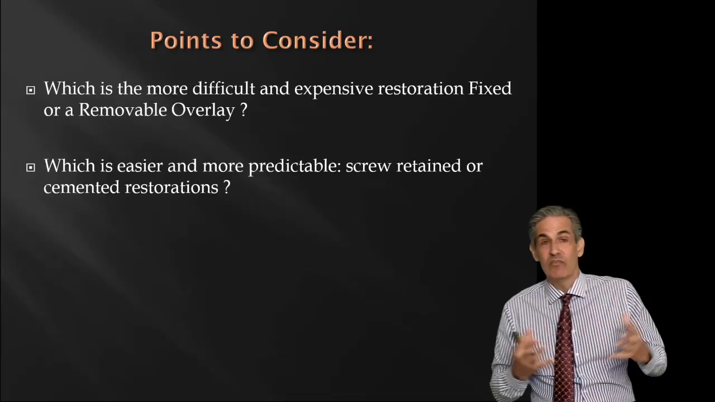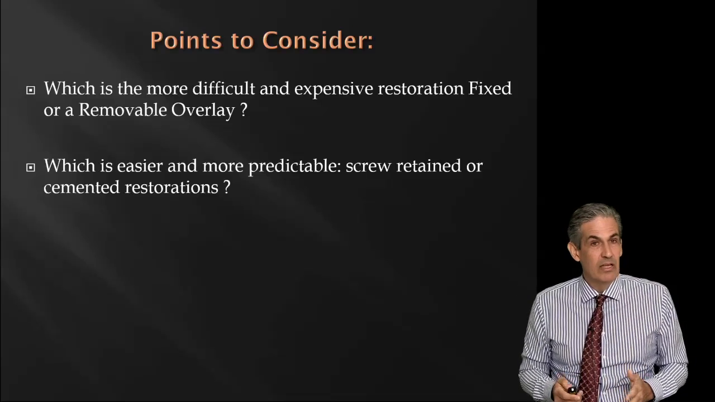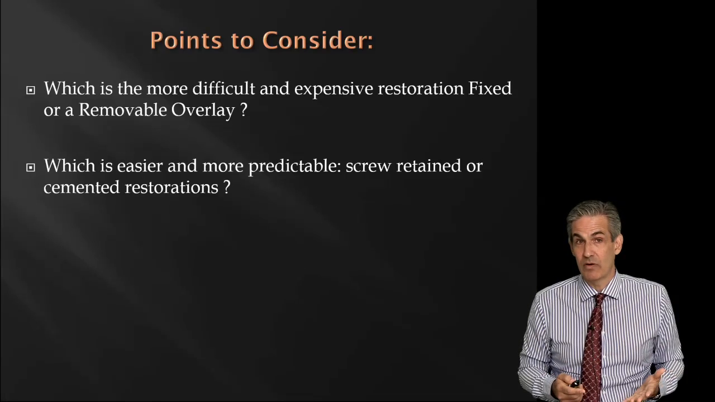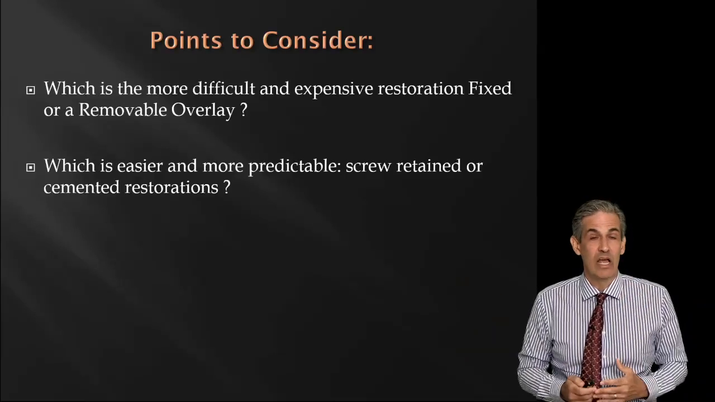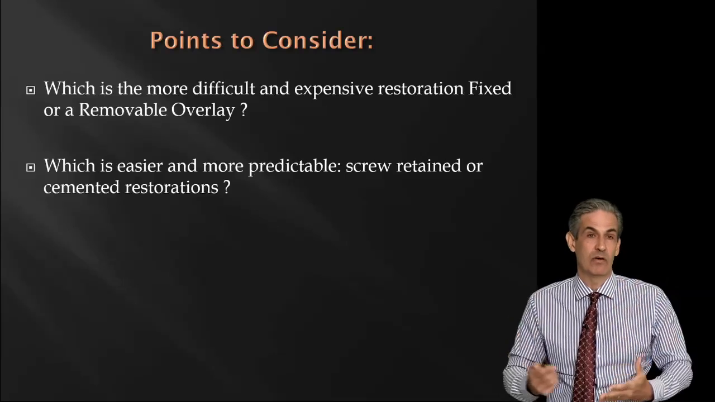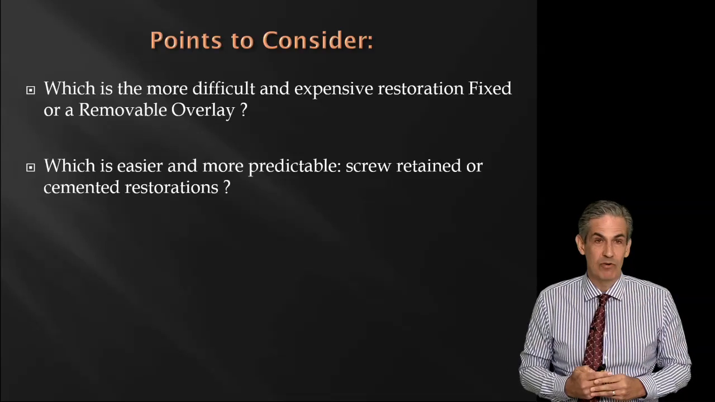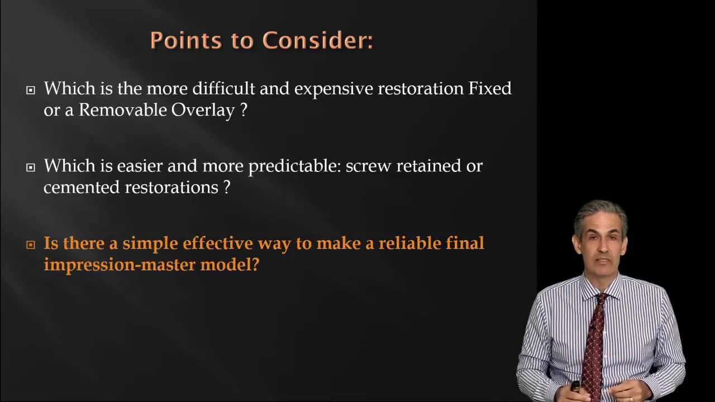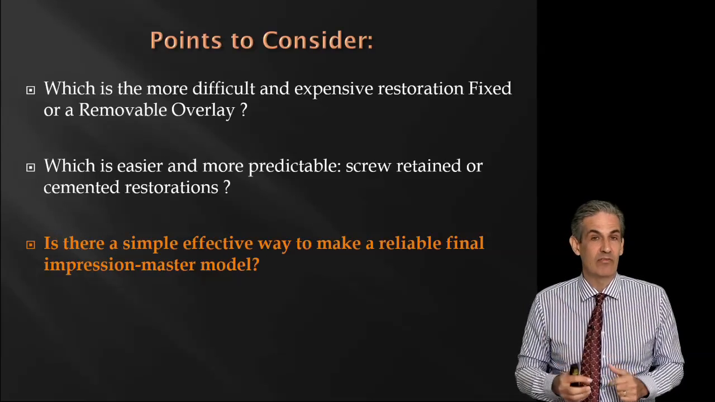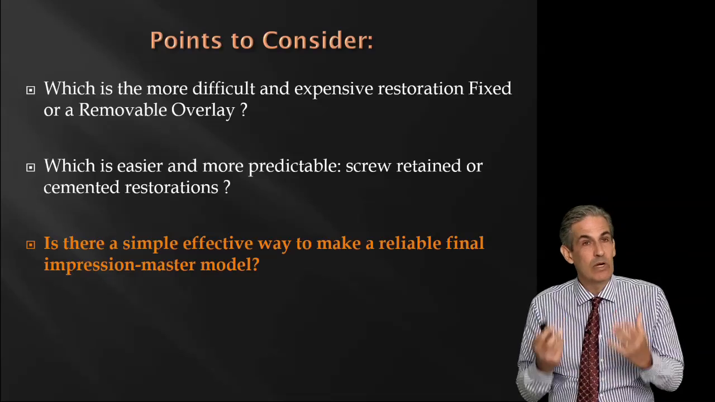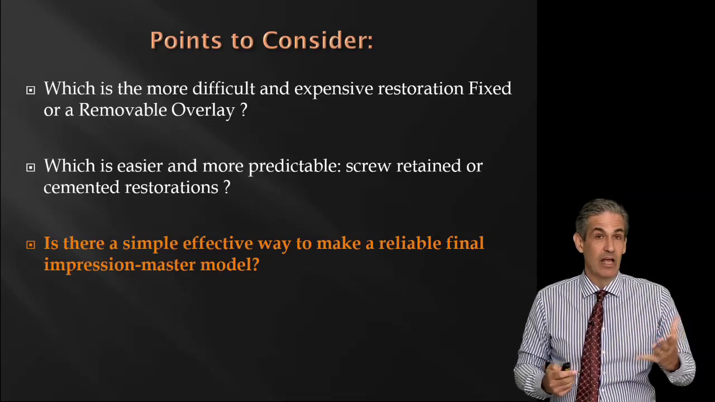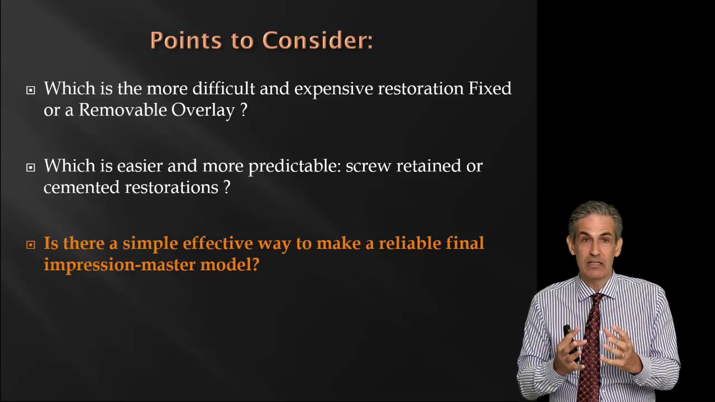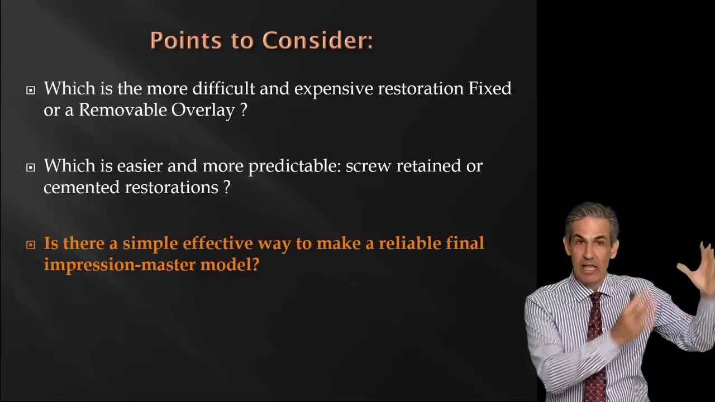Another way to look at this is, is it easier and more predictable to do screw retained or cemented? From my previous lectures, I think it's clear that it sometimes is easier and more predictable to do a screw retained as opposed to a cemented restoration, even though that's the common feeling. Oh, I don't really know what I'm doing, I'm going to do a cemented restoration. And then I see all the problems that come from that. We've also discussed a lot, and I feel so strongly about this, that we need a way to make an effective and reliable final impression in a reasonable, efficient way, and we can do that. There is no question that I can generate a master model that will give me exactly the functionality on my laboratory bench as I have in the mouth.